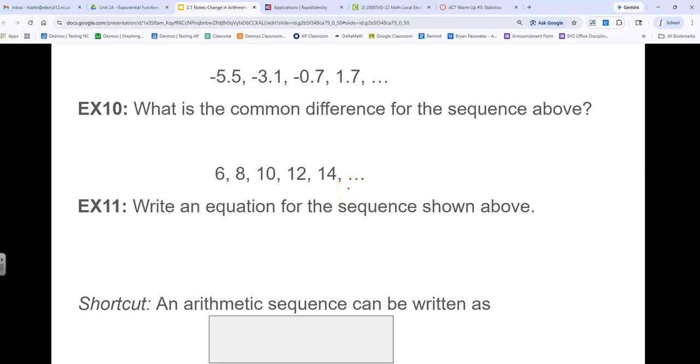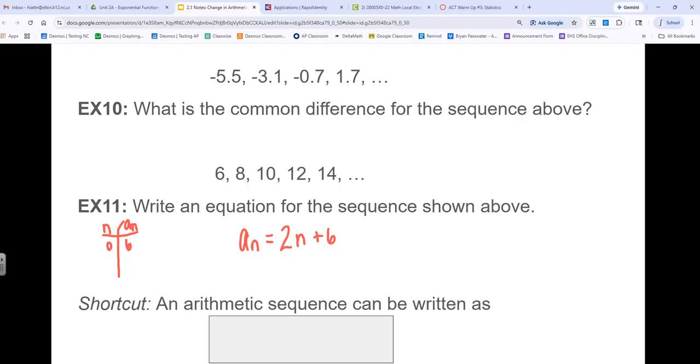So if you think about what's happening here, this first term is where my n is 0, my a sub n is 6 right here. So that is your y-intercept. That's where you cross the y-axis, right? And since this is arithmetic, we know it's going to look like a linear equation. So we're going to say a sub n equals, the common difference is the slope. So we could have 2n plus 6.